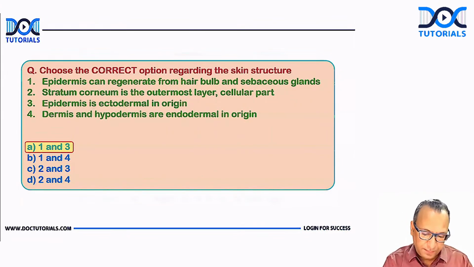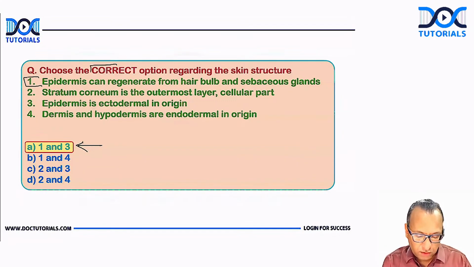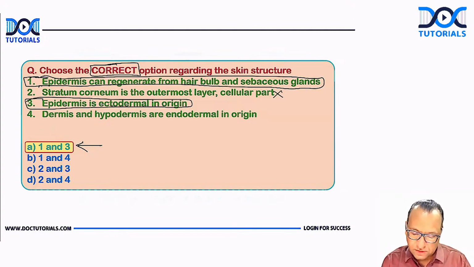So you have to keep your answer as choice number 1 and 3, because you want only the correct option. So only choice number 1 and choice number 3 are the correct options. We understand this is wrong because it is acellular. We understand this is wrong because they are not endodermal, that is mesodermal. So the only possible answer is choice number A.